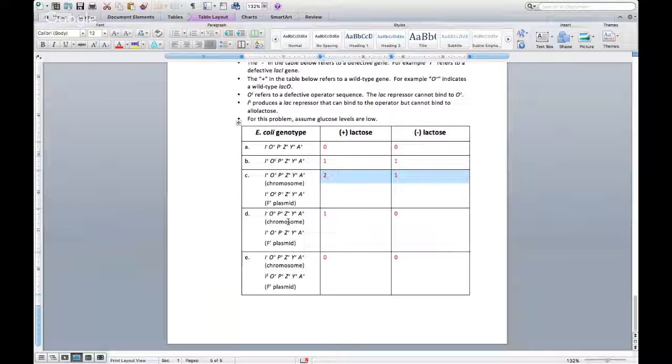For D, it has a negative right here. So that would mean without the lactose, it's not going to work. But with the lactose, we're going to get 1 because of the plasmid. And then right here, this one's got the negative, so we're going to get none again without lactose. And since it's got the I^S, which produces the lac repressor that cannot bind to the allolactose, since this one can't bind, we're also going to get 0.